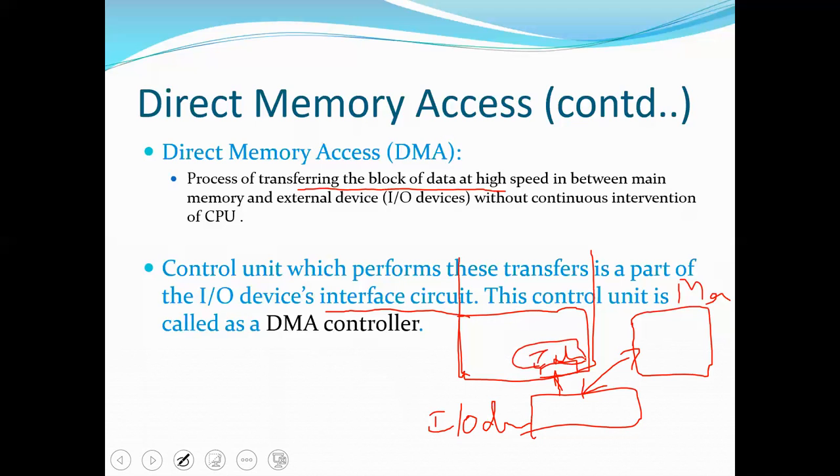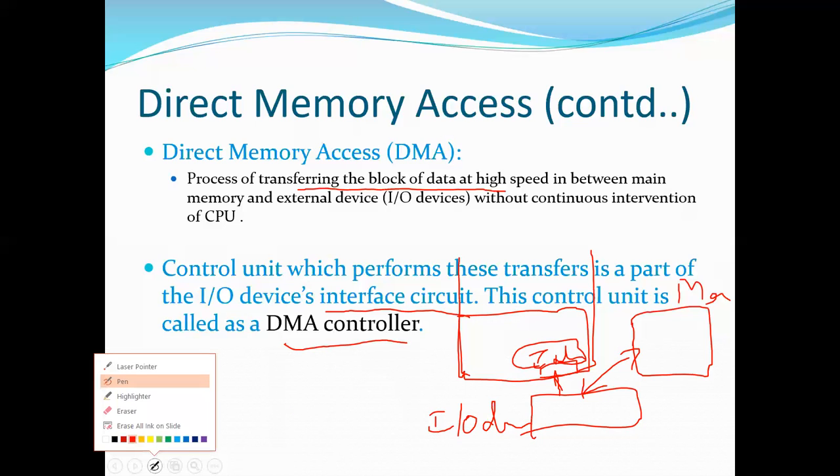Okay, we have seen it in the previous classes. There is an interface circuit, and in the interface circuit there is another controller. It is a hardware part, which is called the DMA controller. Again, it has some registers which store some information. We'll see what the information is.